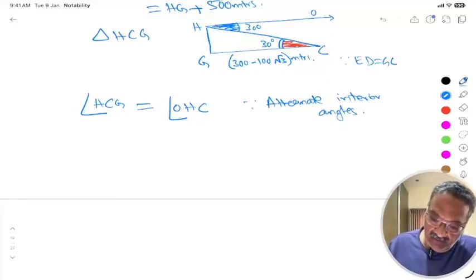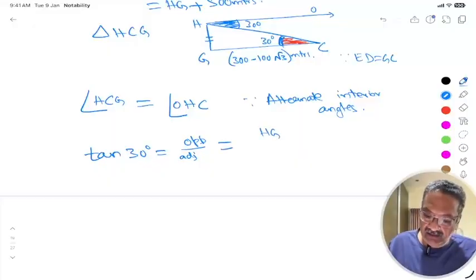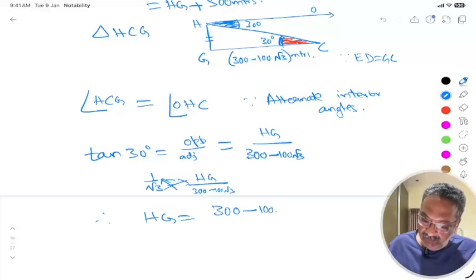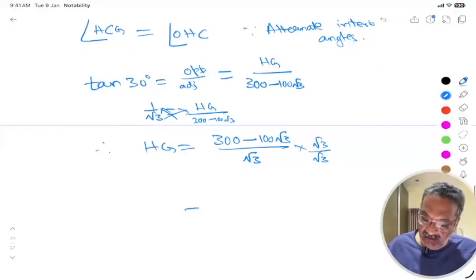All right. So now in this triangle we want HG. 30 degrees is known, HG is needed. So I will take tan 30. Now tan 30 degrees is equal to opposite by adjacent. What is opposite is HG, adjacent is 300 minus 100 root 3. Tan 30 we know as 1 by root 3, which is equal to HG by 300 minus 100 root 3. Therefore, cross multiplying, HG is equal to 300 minus 100 root 3 by root 3. I will multiply by root 3 by root 3, so I get divided by 300 root 3 minus 100 root 3 into root 3.